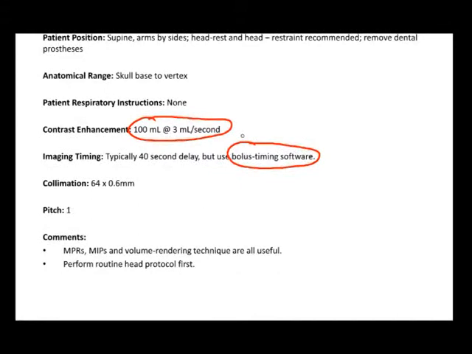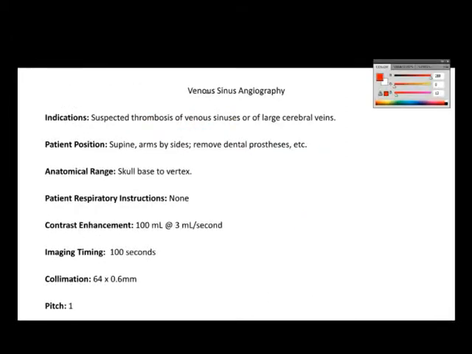And so that's our ultimate goal here. The thing to keep in mind is you need to perform a routine head protocol first. Never do an injection for the head without performing a without scan first. Because as we saw before, if you don't utilize a without head scan, then you could be injecting contrast that is going to cause increased intracranial pressure, which is something you do not want to do. So always do it without first.